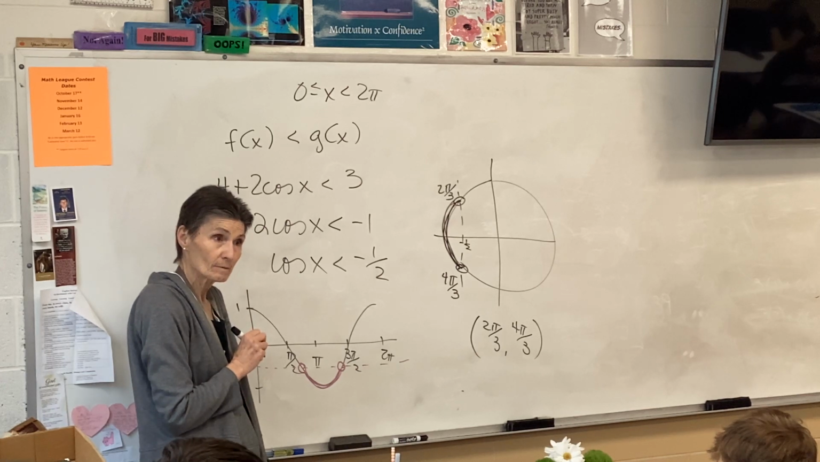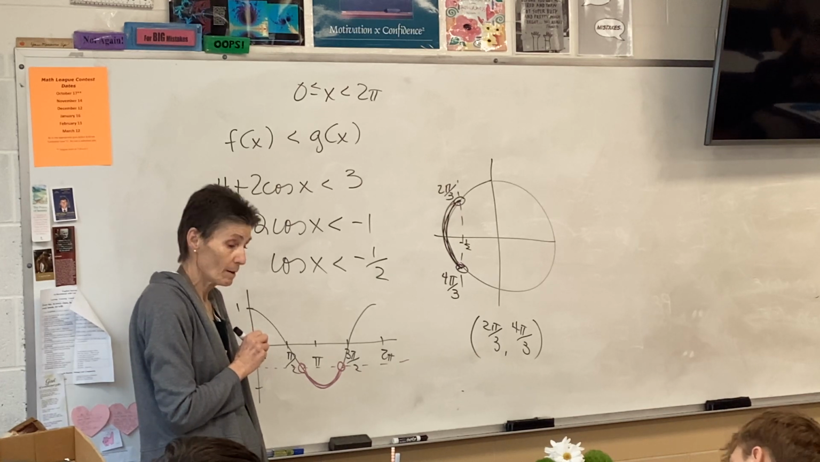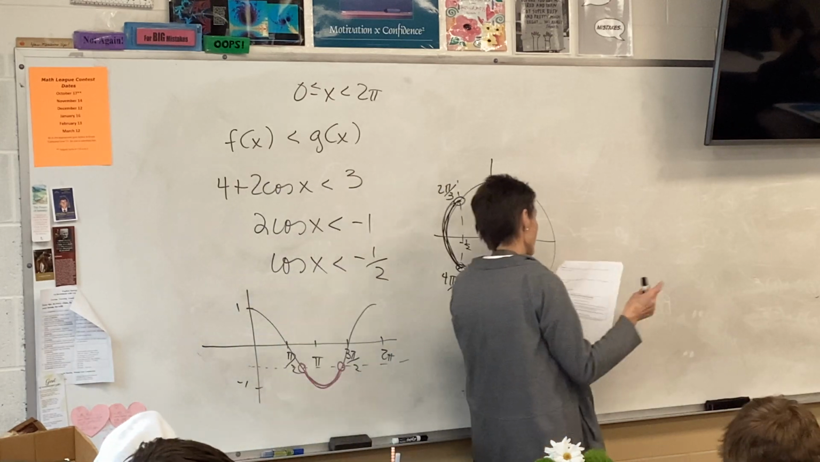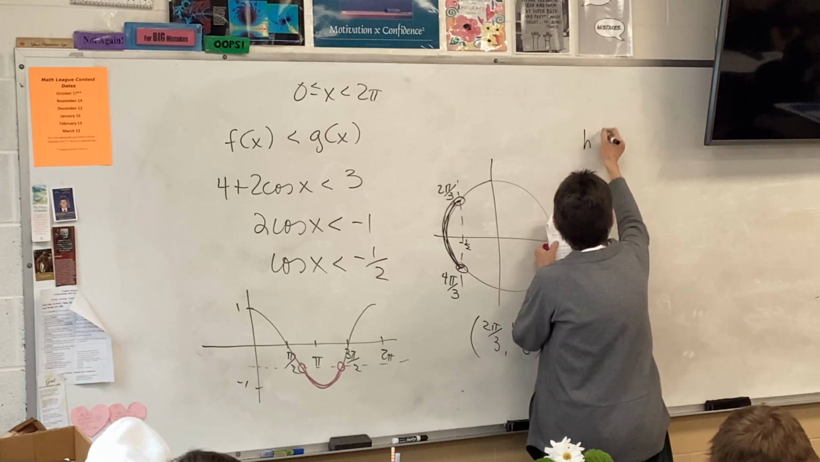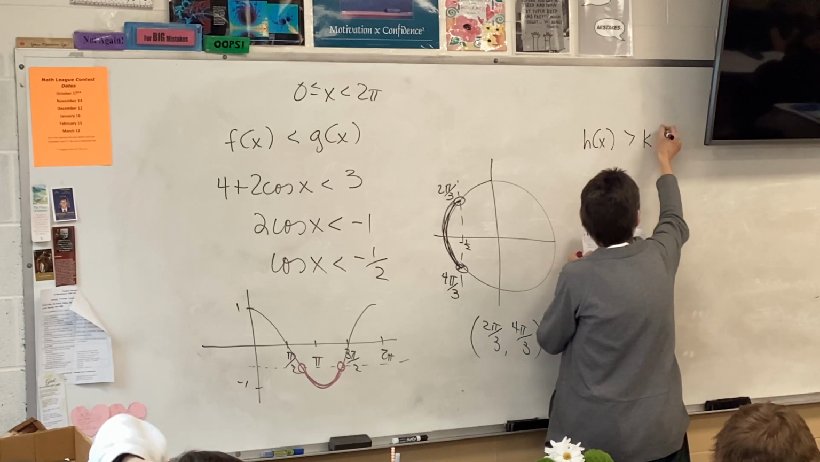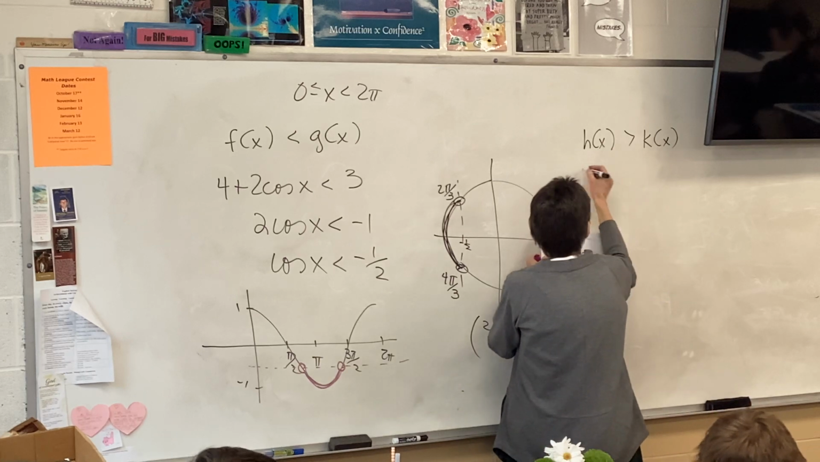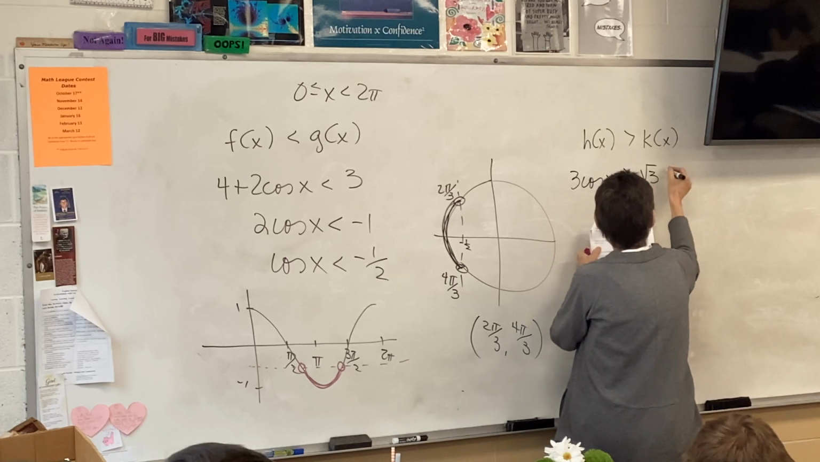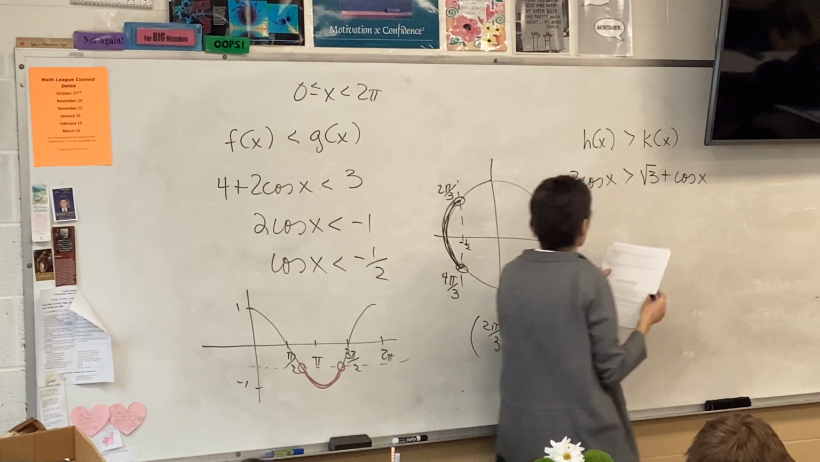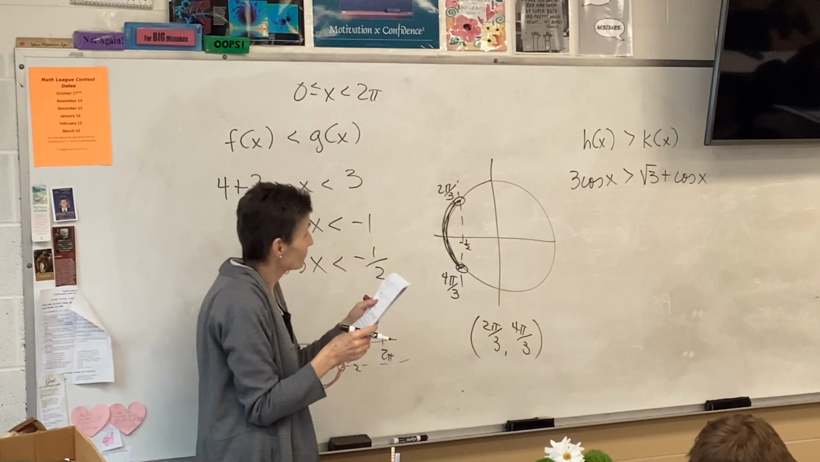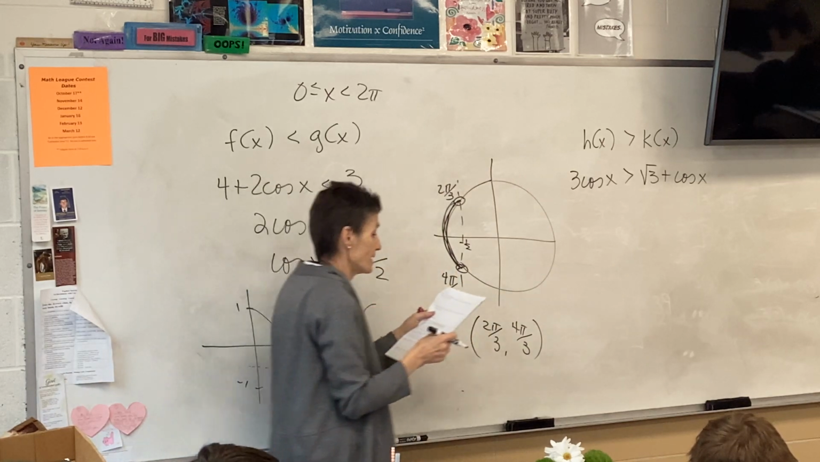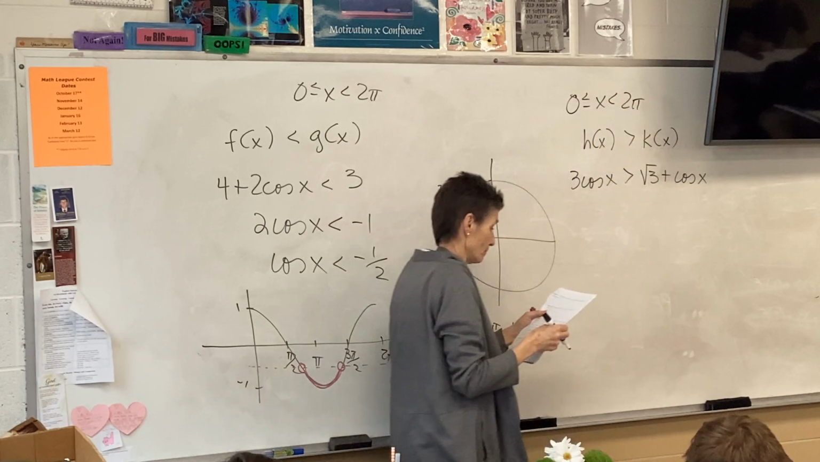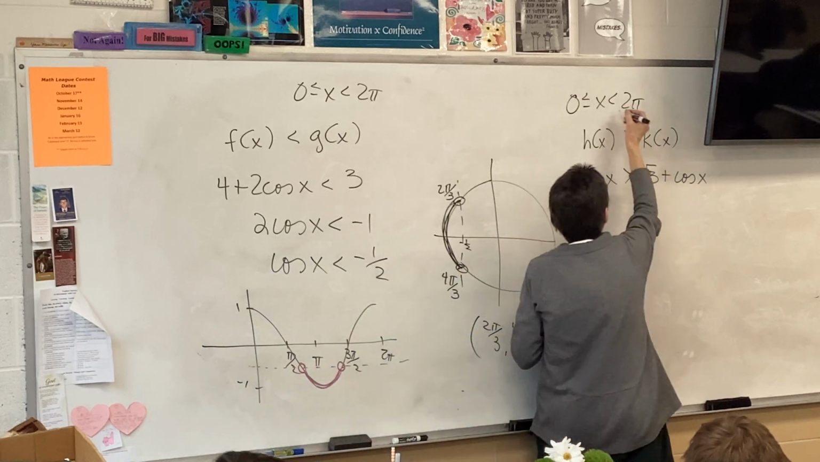Is that okay? Yeah, not bad at all. All right, would you try example 4 on your own with your partner, see if you guys can get the same answer? We want h to be bigger than k. So we want 3 cosine to be bigger than √3 plus cosine. And it's still just 0. Ooh, and he's included 2 pi this time.